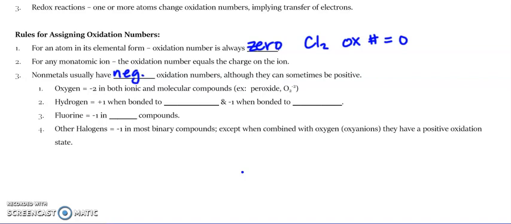Okay, so oxygen is almost always -2 in ionic and molecular compounds. The exception is when you have a peroxide, which is when you have O2 in a compound. So not O2 by itself, but like H2O2.